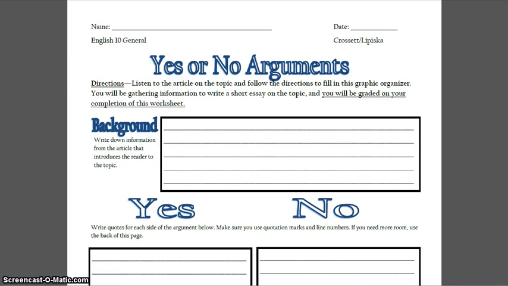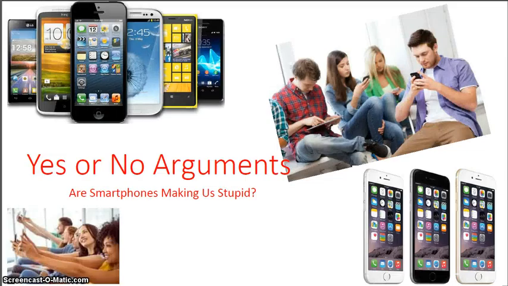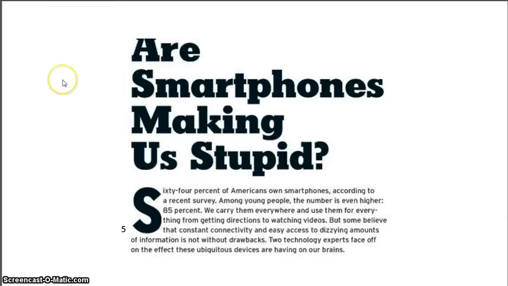You're going to be gathering information in each of these three sections, background, yes, and no, to write a short essay on the topic. You will be graded on your completion of this worksheet. Okay, let's begin. Go back to the article and turn to the next page. Remember, at any time you can pause this video. I'll begin.